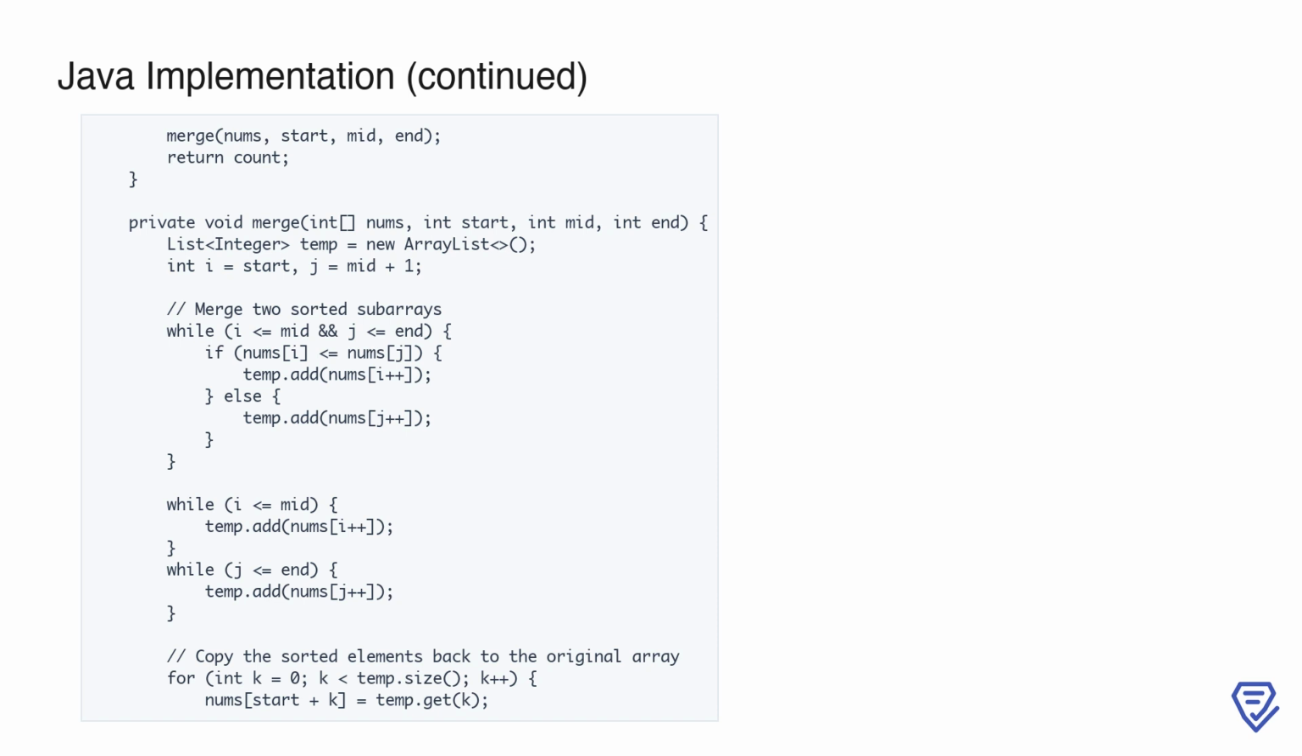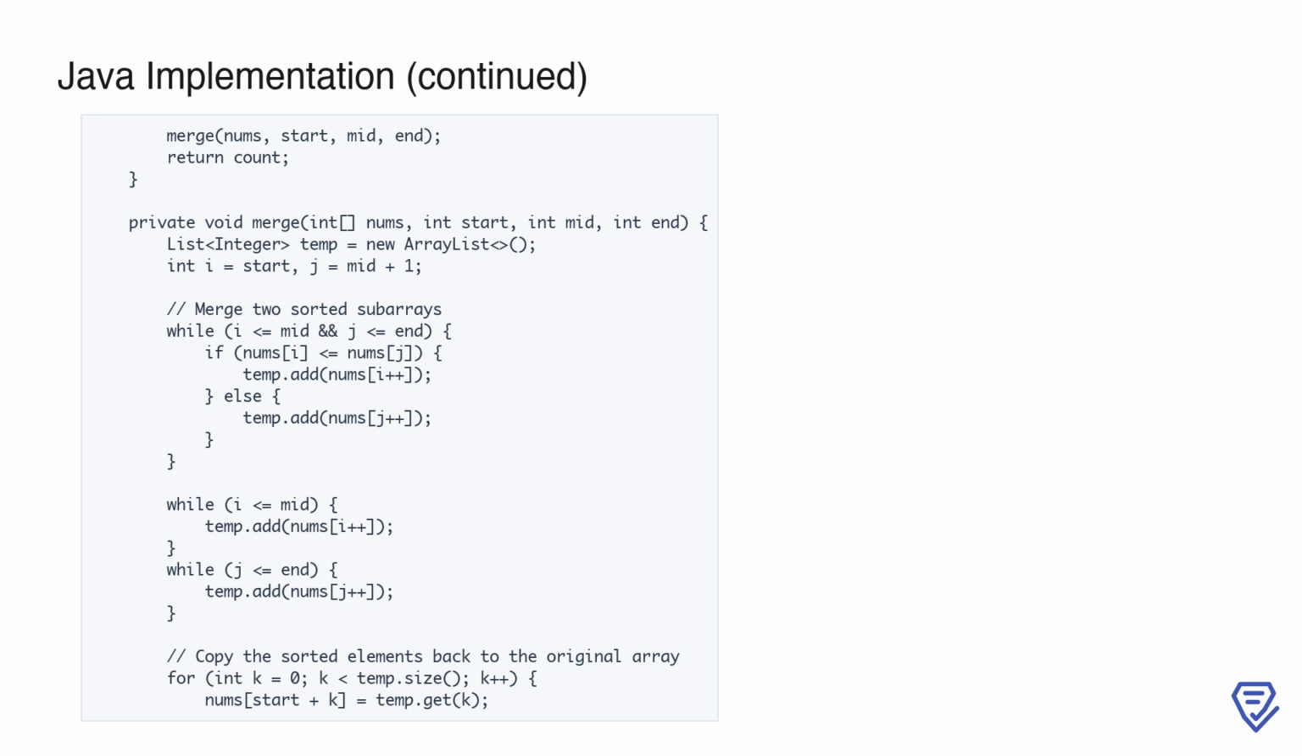As we compare elements from both halves, the smaller element is added to the temporary list and the corresponding pointer is advanced. If one half is exhausted before the other, we simply add the remaining elements from the non-empty half to the temporary list. This ensures that the merged result is sorted.